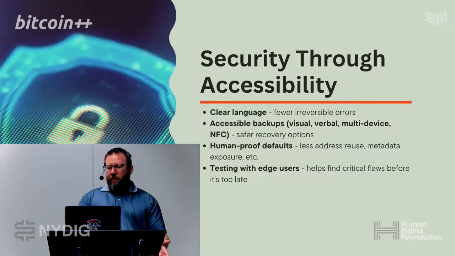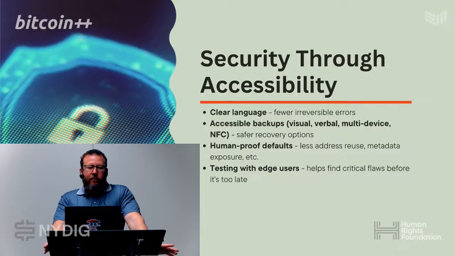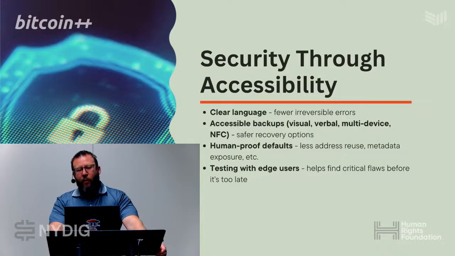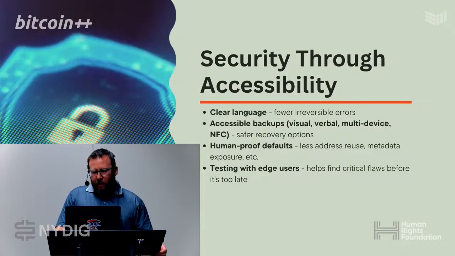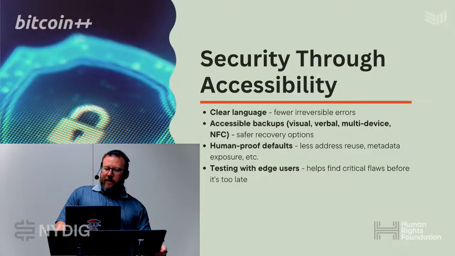Then human-proof defaults. We want to make sure that we have less address reuse, right? We want to enforce security and privacy through a good design, right? We don't want to have to tell the user over and over what they need to do to ensure that they're not giving up metadata or giving up their privacy. We want it just to be default. And then we want to test with edge users, as I mentioned multiple times already, just to find critical flaws before it's too late.